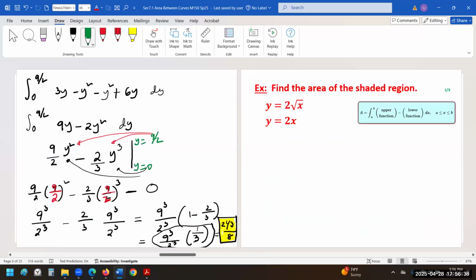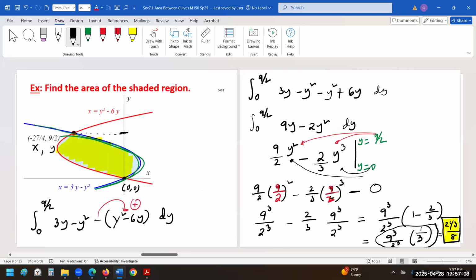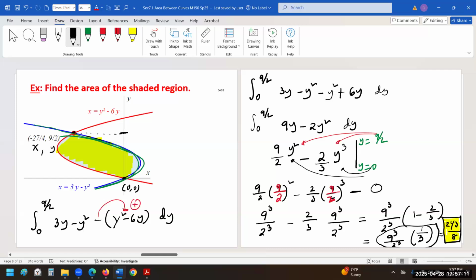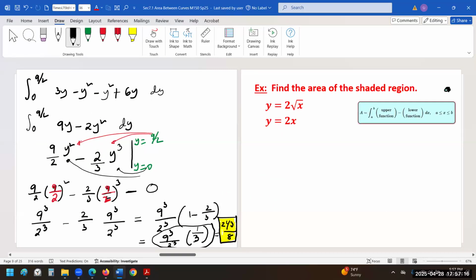Like this one. In this example, which one is the independent variable, x or y? X. That means it's top minus bottom. And our limits are between the two x values. Unfortunately, they did not give us the x values, our limit. So in the left example, they gave us the two y values. So we didn't have to do anything. We simply got them from the picture and then we put them in the integral. But here they did not give us the limit.